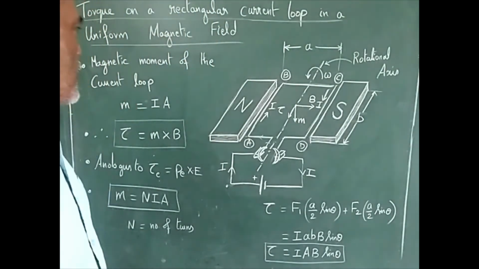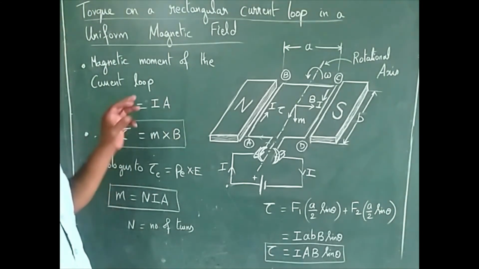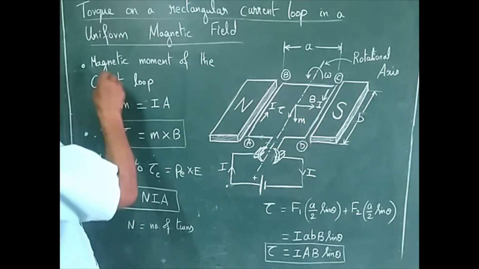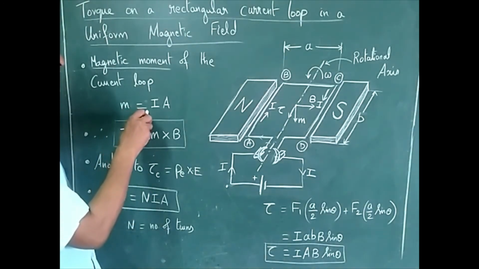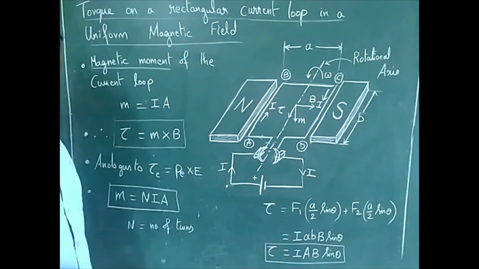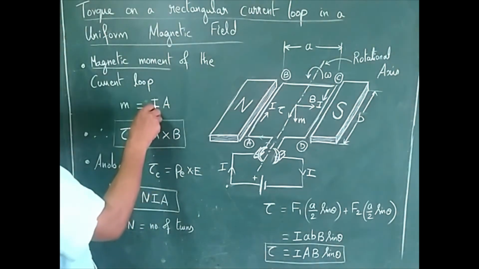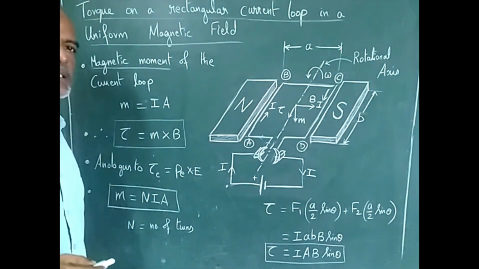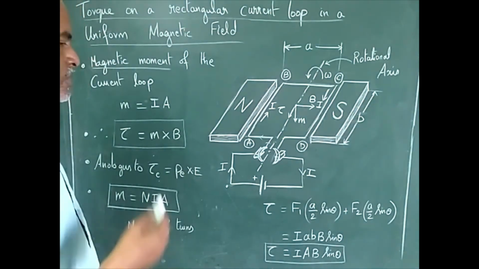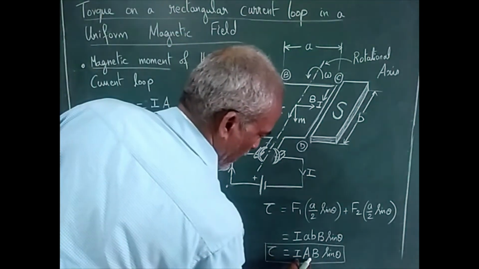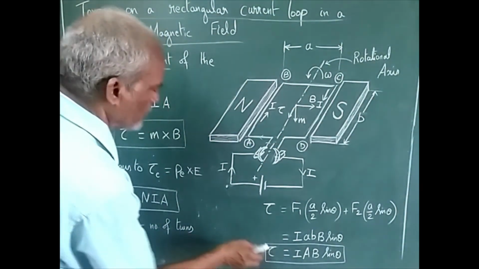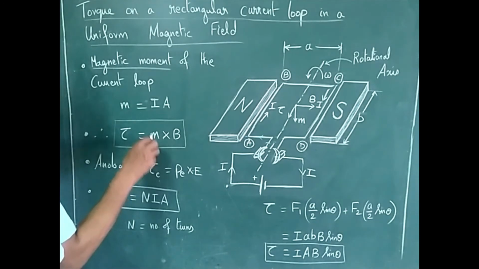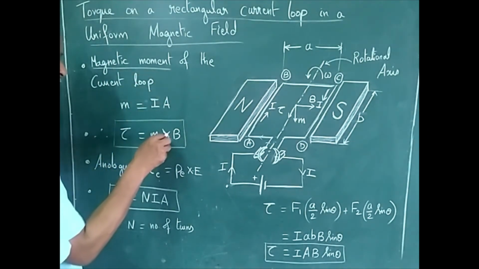Now we will define one new term, that is magnetic moment of the current flow. So we are defining a new term called magnetic moment. So the magnetic moment is nothing but current into area vector. So I into A is defined as magnetic moment. So that means here we have IA, and in this place we can substitute M. Therefore the torque will become M, magnetic moment, cross product with B.